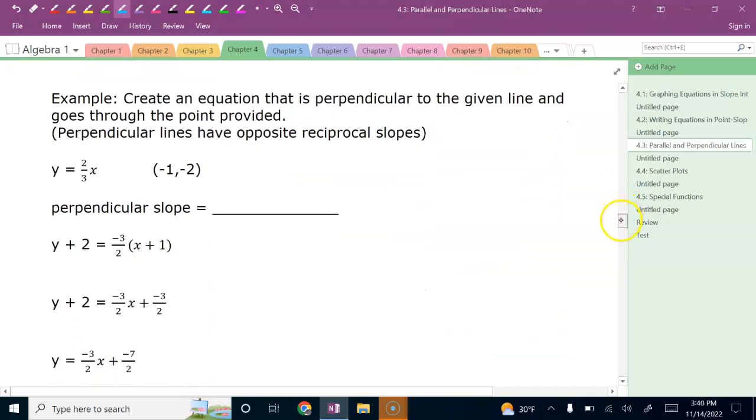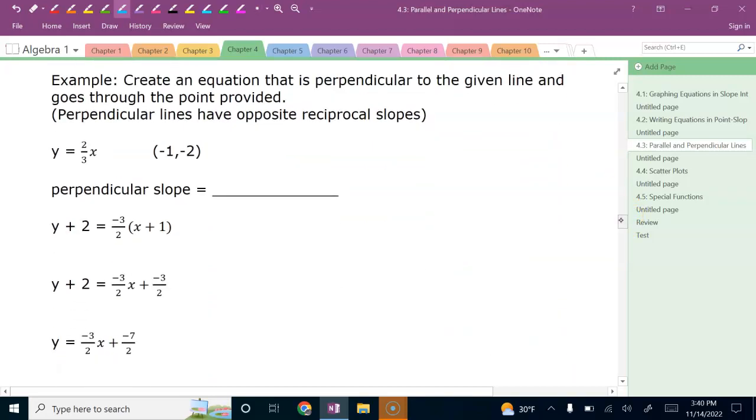Now, the last example here is similar to that last one, except they want you to create an equation that's perpendicular, so not parallel anymore. Again, they're going to give you some of the same information, like a line with a slope and then a point that it has to go through. Now, a key thing to remember is that perpendicular lines have what we call opposite reciprocal slopes. So you will have to change your slope on these types of examples. You'll have to switch the sign and flip your fraction upside down for that reciprocal.